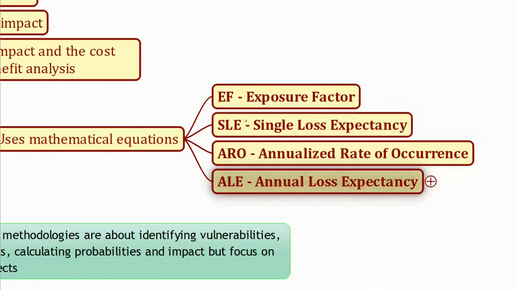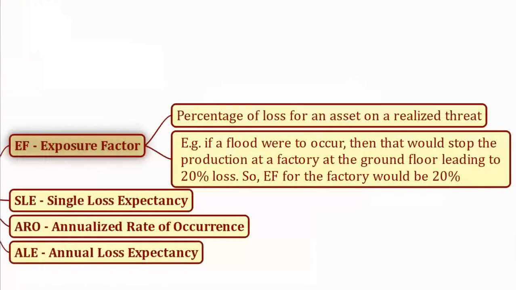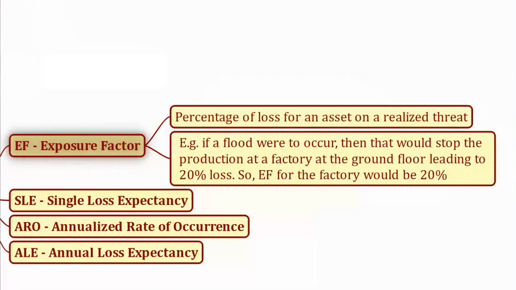Exposure factor. What is EF, or exposure factor? Exposure factor is nothing but the percentage of loss for an asset on a realized threat, which means that if a certain threat were to actually materialize, then what will be the percentage of loss for that specific asset? Okay, so let's take a look at this example. It says if a flood were to occur, then that would stop the production at a factory on the ground floor, leading to 20% loss.